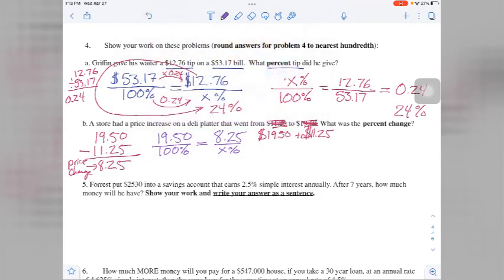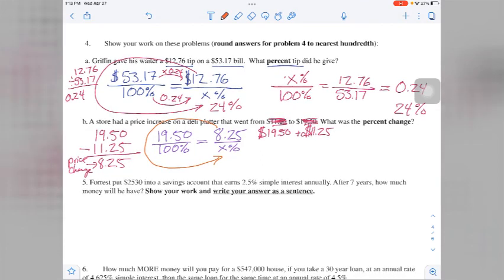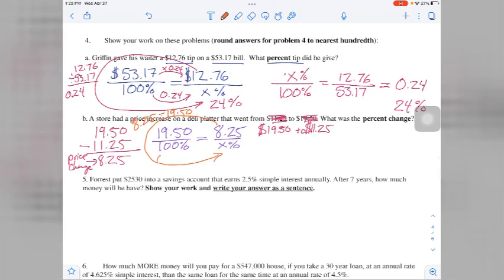So if I solve this using, say, the C method, let's use a different color here. I would do $8.25 divided by 19.50, and I would find out what the multiplier is. So 825 divided by 1950 is going to give me 0.42, and then 0.423 really.